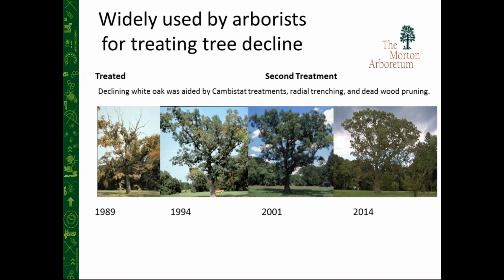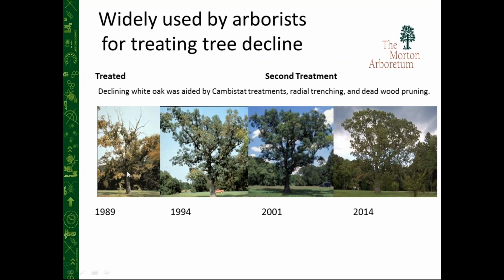So if we look at this white oak tree here in 1989, I think many of us would say that this tree is not worth the investment in a lot of resources. Many of us probably say, depending upon the situation, the targets involved, we should probably cut this plant down. But because this is Morton Arboretum, they have a lot of leeway. And so in this case here, the tree was pruned to remove the dead wood. We had radial trenching done here, where we were affecting spokes of soil out to the drip line around the tree. So again, we're decompacting, adding soil amendments based upon a soil analysis, and we apply Cambistat.